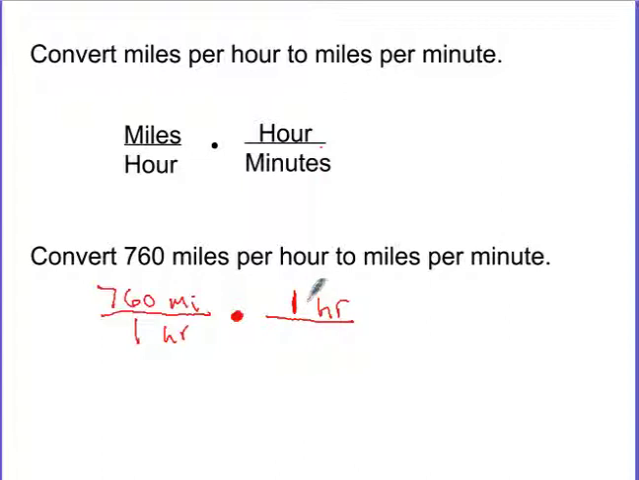Well, how many minutes is in 1 hour? 60 minutes. Okay. Now let's pause right here before we do any math and think about what I'm doing. 1 hour and 60 minutes are the same thing, right? So what property am I using right here as my conversion factor? The identity property of multiplication. Okay? Because I'm multiplying by 1.